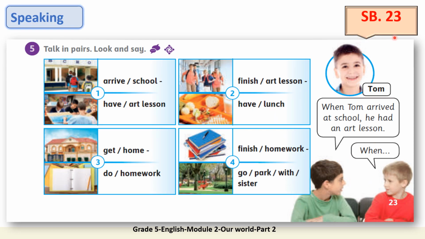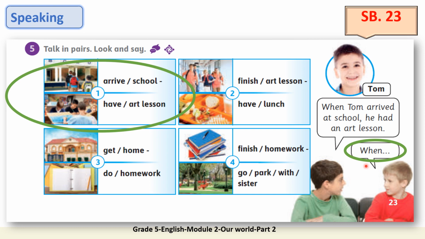Open your student book, page 23. We need to talk in pairs to make two sentences and join them using when to describe the order in which Tom did the actions in the past. I will make the first one for you. Arrive, school, have art lesson. We need to join using when. We also need to change the verbs into their past forms. So, when Tom arrived at school, he had art lesson.